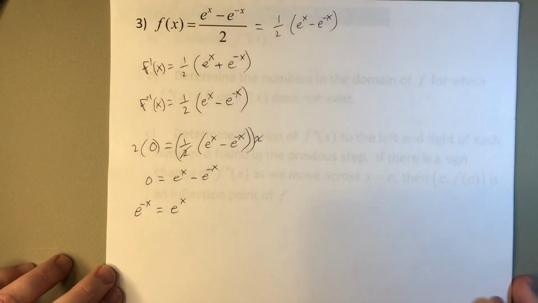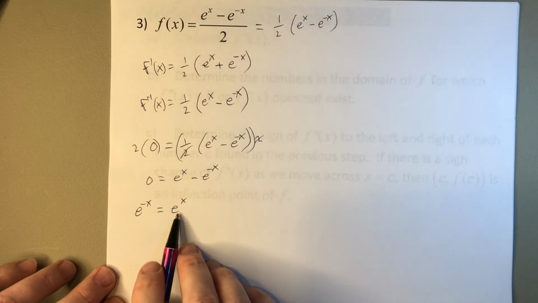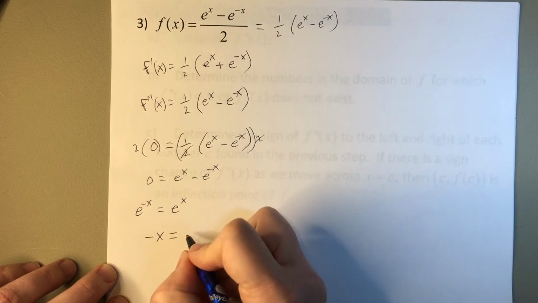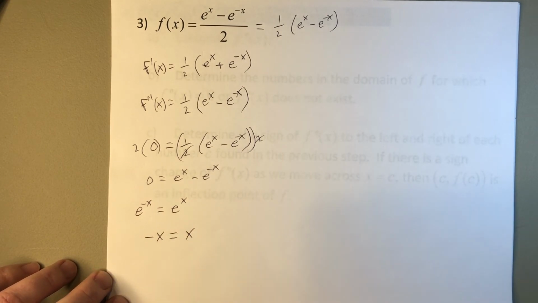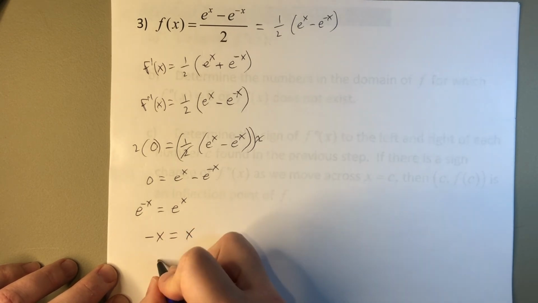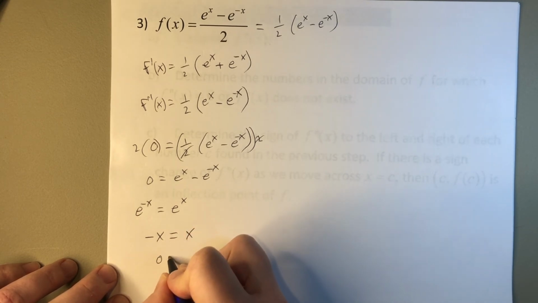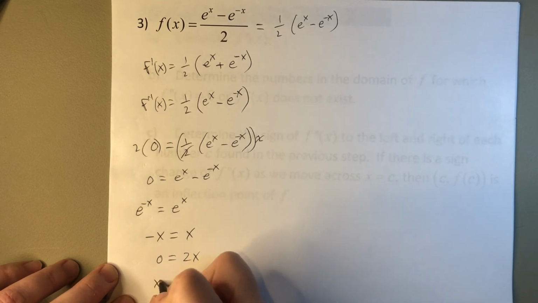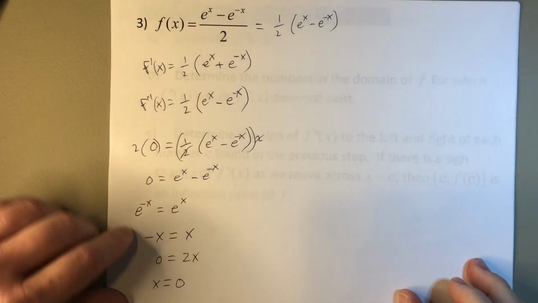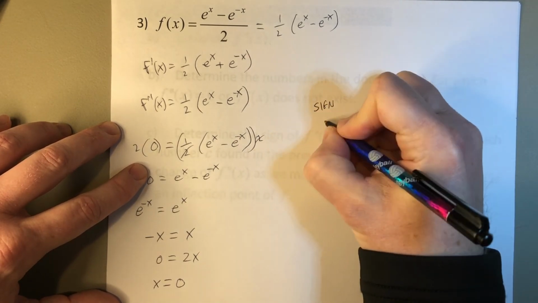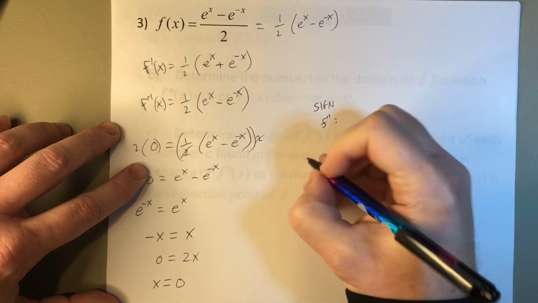Remember the property that states if we have like bases, we set the exponents equal to one another. It's the one-to-one property. So here we go. Negative x equals x. So what do we do now? I'm going to add an x to both sides, then divide both sides by 2. Bottom line is you get x equals 0. Okay, so we're going to look at the sign of f double prime like we've always done.